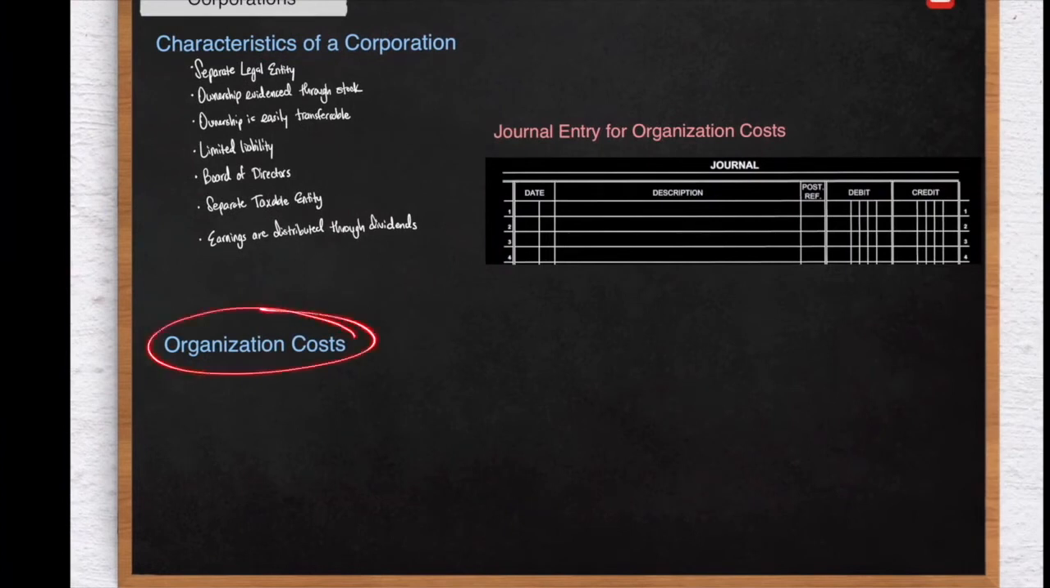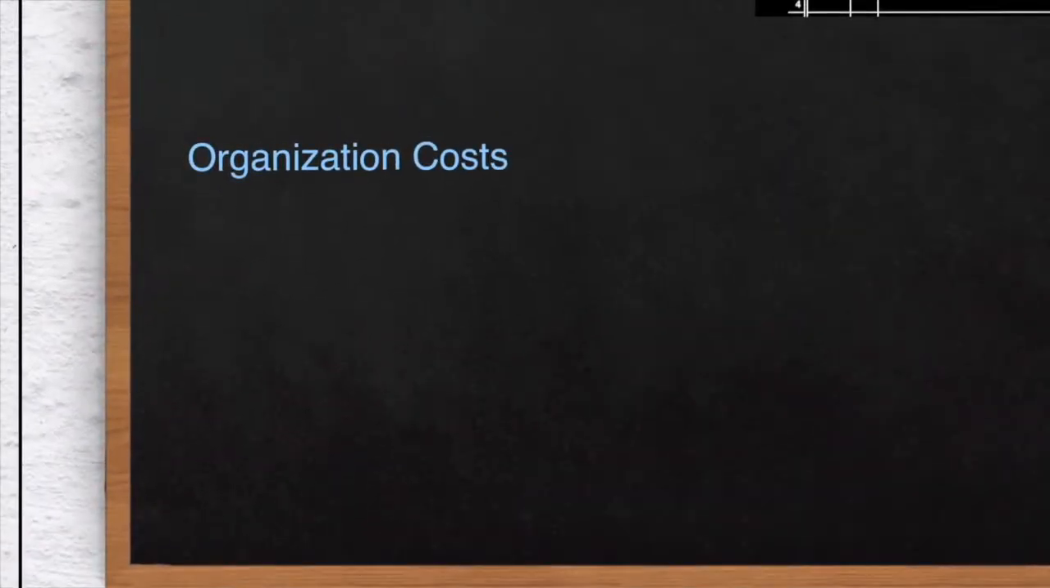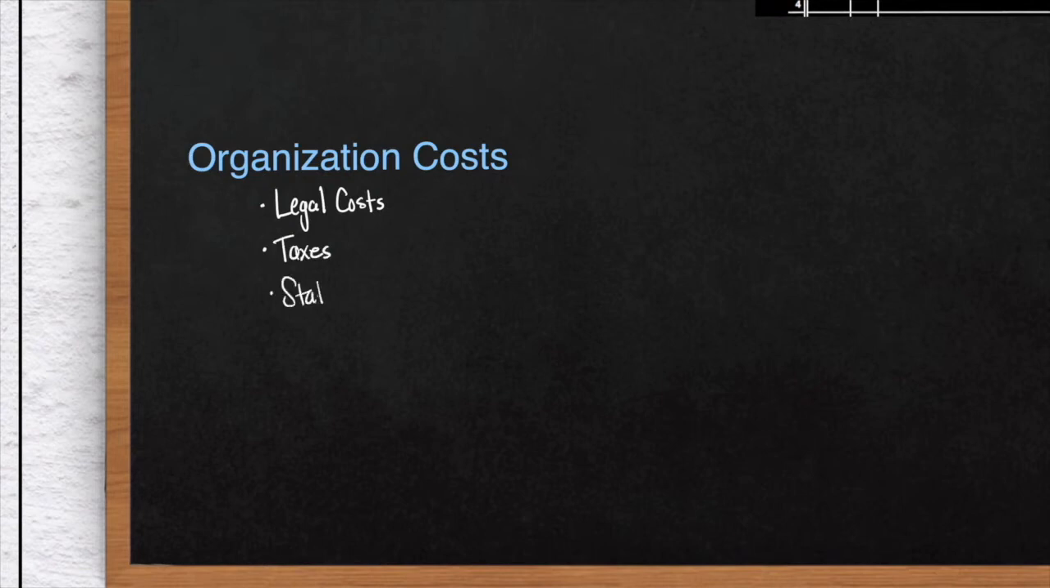Next, we're going to go over organization costs, meaning what does it take to incorporate? Let's assume that the corporation is a big one and they want to become a public corporation. And this is when organization costs come in. There may be legal costs, or there will be legal costs. You'll have to pay taxes. There's a state incorporation fee. And taxes, once again, for that state. There'll be licensing fees.